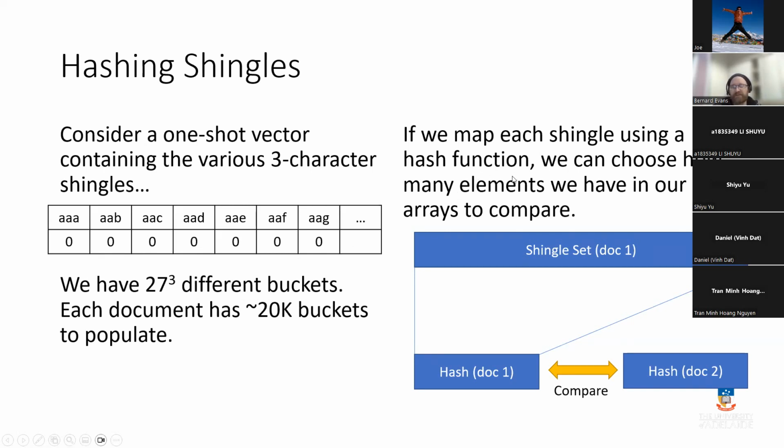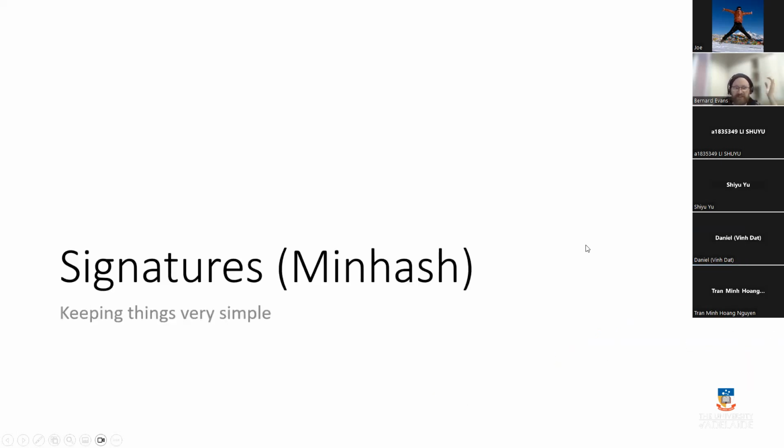Instead, we're going to choose how many elements we have in our array to compare. We're going to take our shingle set and hash it into a document, treating it as a number, making it smaller. Then we'll compare the hash of our first document to our second document. This is the theory: what are we going to try to do?